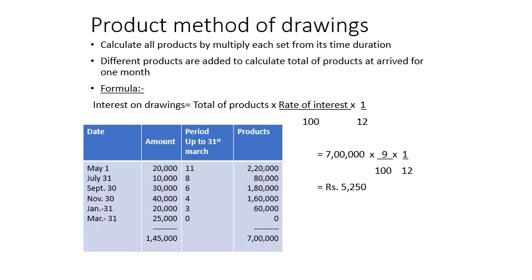Then we multiply this time period with the amount, like the first amount 20,000 with a time period of 11 months, and take the product of both. In the same manner the other products are calculated: 20,000 multiplied by 11, 10,000 multiplied by 8, 30,000 multiplied by 6, 40,000 multiplied by 4, 20,000 multiplied by 3, and 25,000 multiplied by 0. Then all the products are summed up, called the sum of products or total of products, which here is 7 lakh.